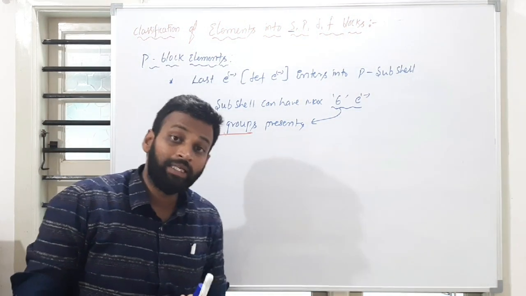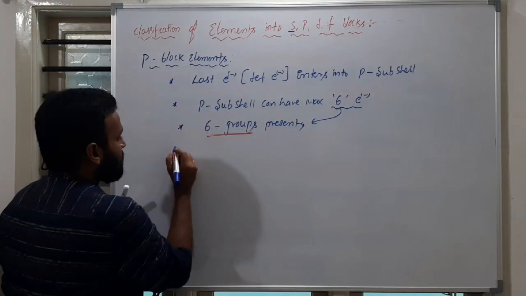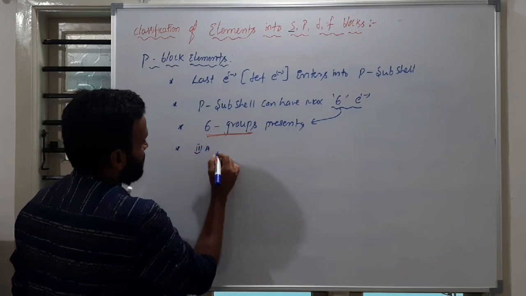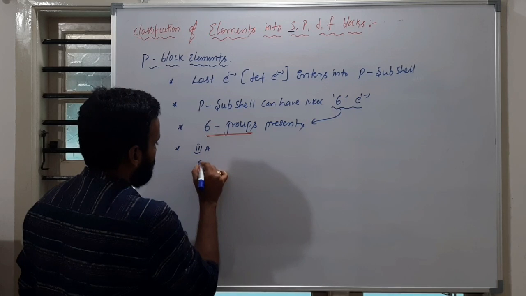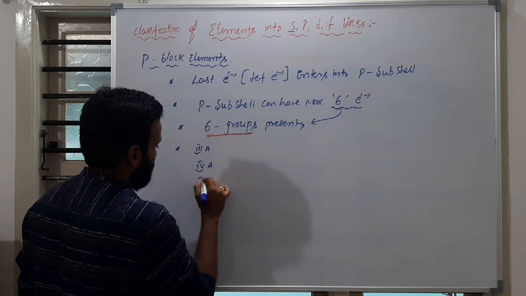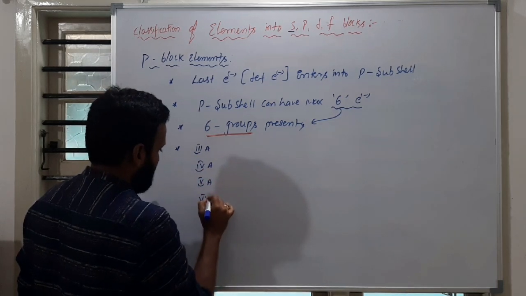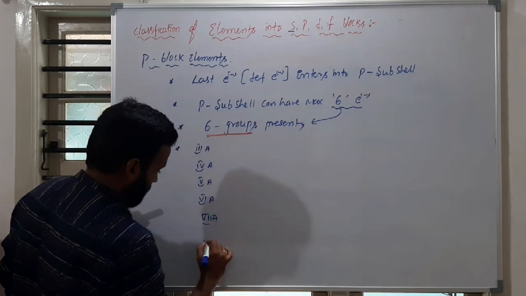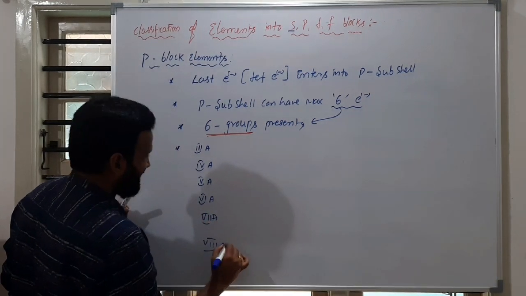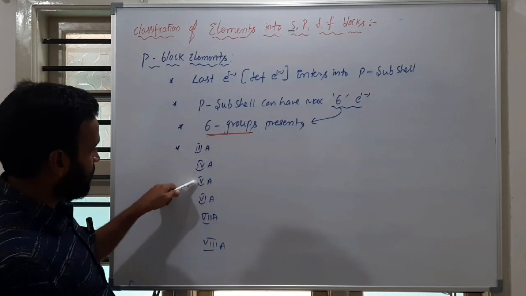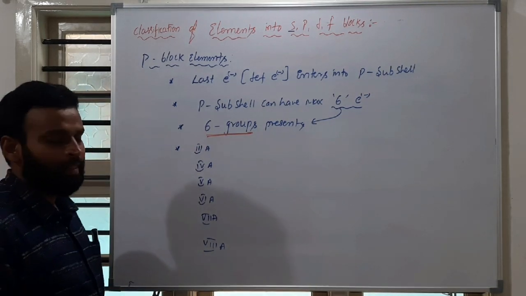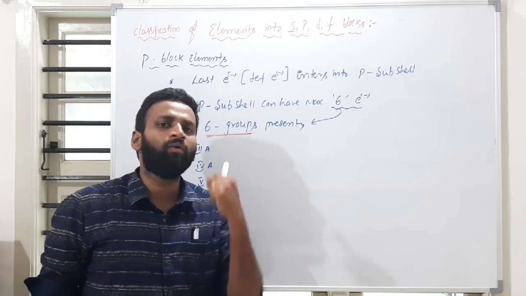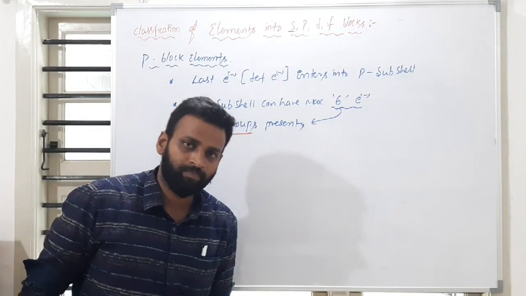How many groups total? 6 groups present. What are the groups? Means we have 3A group elements and 4A, 5A, 6A, 7A as well as 8A. 1, 2, 3, 4, 5, 6. 6 groups present. Why 6 groups present? Because P subshell can have maximum 6 electrons.